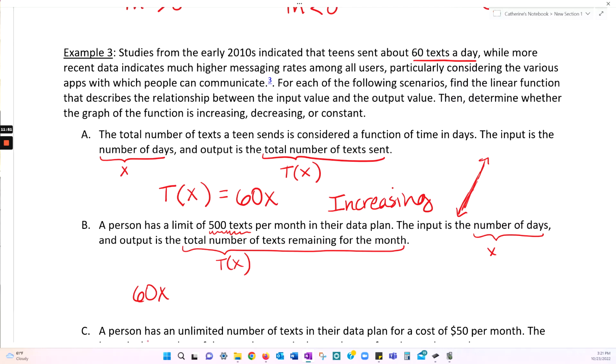So you could think of it a couple of different ways to build your function. You could think, well, okay, if you start with 500, each day you're taking away 60, right? So you're decreasing by 60 each day. So this would be a perfectly reasonable way to write our T of x. If we wanted to keep it in the consistent order, mx plus b, then it would be T of x equals negative 60x plus 500.